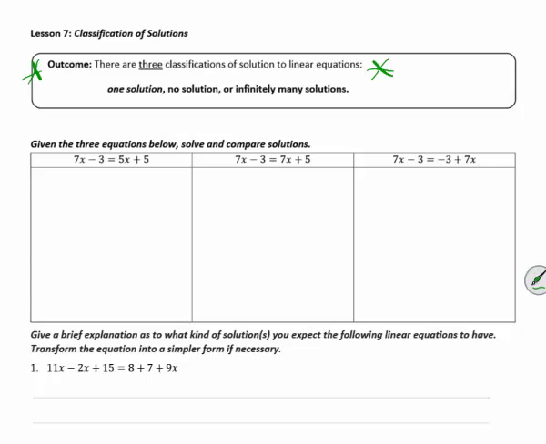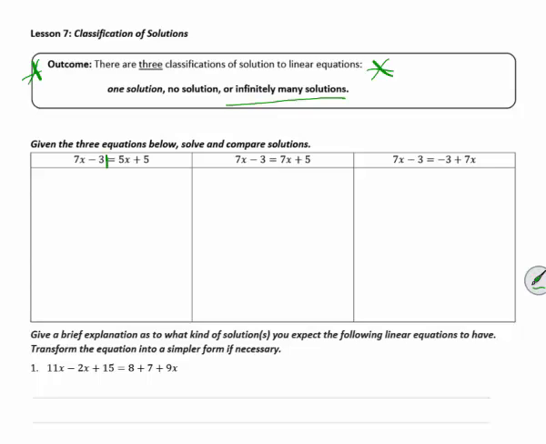You can have no solutions, which we looked at when you have your variables that cross off and you're left with 2 different numbers. Or we can have infinitely many. So that's the new one, and we're going to take a look at that in a second. But what we're going to do here is solve and compare these. So similar problems, they vary a little bit.